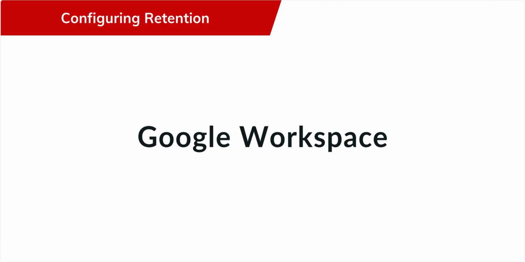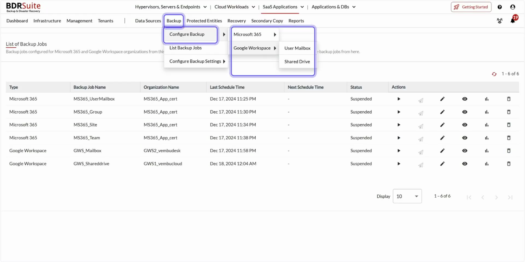Next, let's see about the Google Workspace retention, which is similar to the Microsoft 365 retention. In the BDRSuite backup server, under the SaaS Applications tab, navigate to the Backup tab and select Configure Backup. Then choose Google Workspace and select respective object you wish to backup and configure retention for.